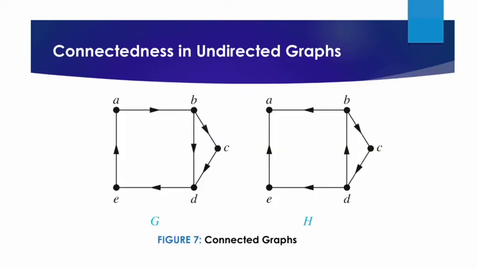Are the directed graphs G and H shown in figure 7 strongly connected? Are they weakly connected? G is strongly connected because there is a path between any two vertices in this directed graph. Remember, G is also weakly connected. The graph H is not strongly connected. There is no directed path from A to B in this graph. However, H is weakly connected because there is a path between any two vertices in the underlying undirected graph of H.